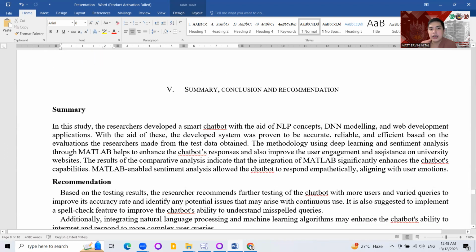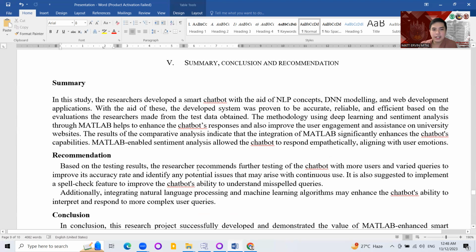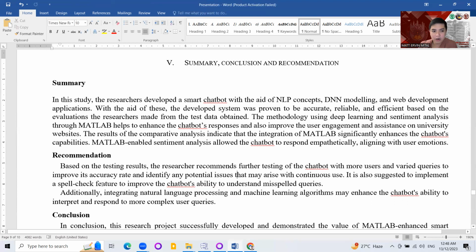And for our summary, in this study, the researchers developed a smart chatbot with the aid of NLP concepts. So, MATLAB-enabled sentiment analysis allows the chatbot to respond empathetically, aligning with user emotions. So, I think this part can still be improved. Okay? So, as our recommendation, based on the testing results, the researcher recommends further testing of the chatbot. And also, here.